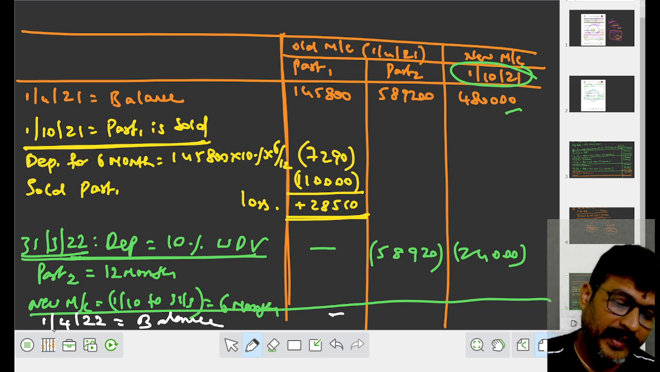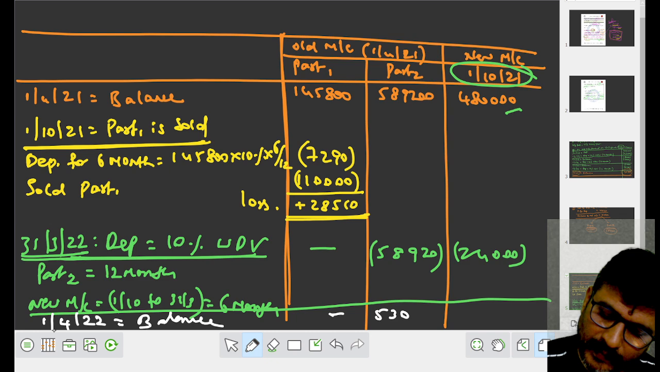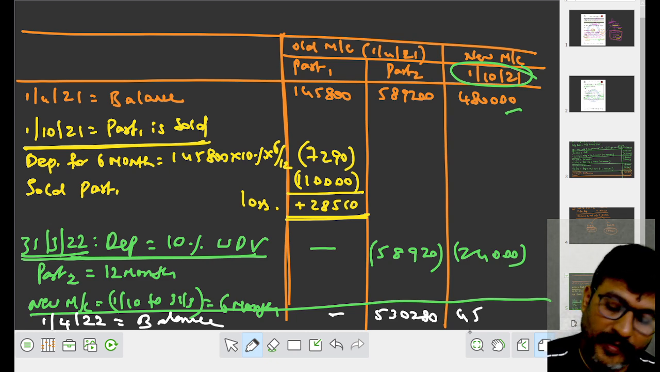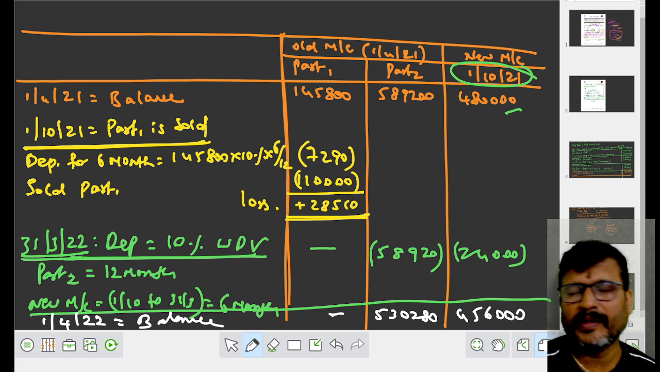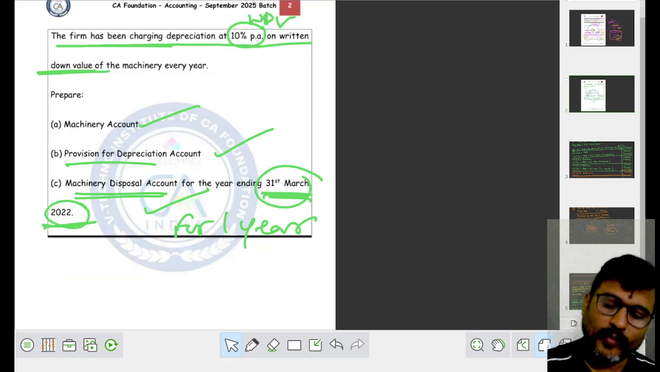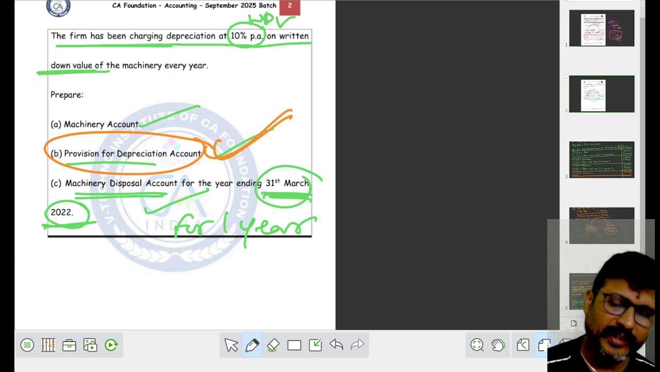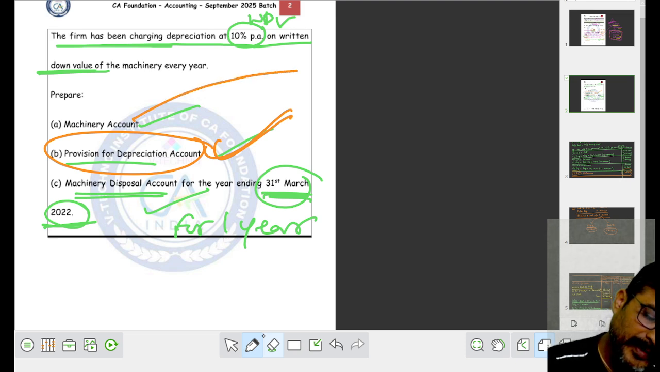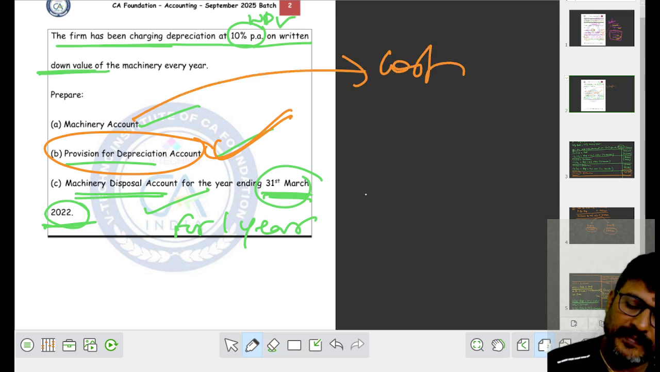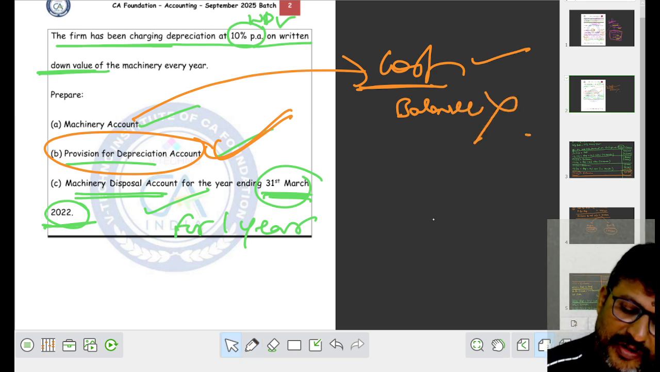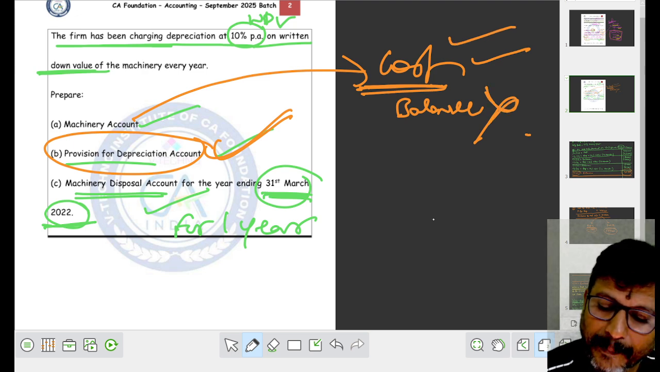How much are we getting? Subtract out of this, we are getting 5,30,280. Here you work out 4,56,000. This completes all your working. What method do we have to follow? We have to follow the provision for depreciation account. In such case, in machinery account, we have to take the cost, but we should not take the balance. Please remember, in machinery account, we take the cost, but not the balance.